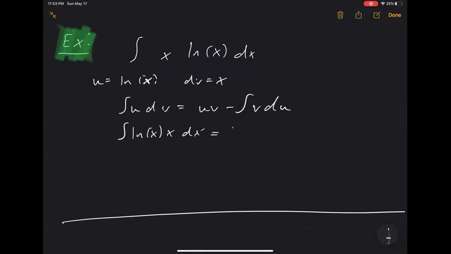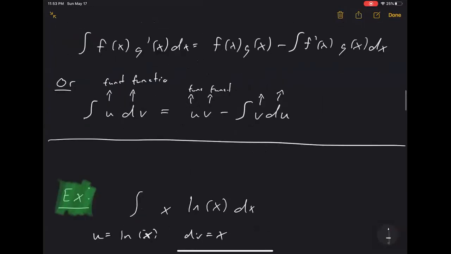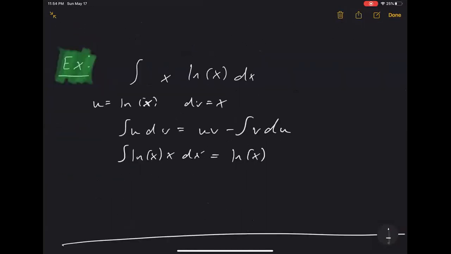What should be on the other side of my equal sign? Well, the u should stay the same, so my first thing should still be that ln of x. And then instead of dv, I should have v. So what's the antiderivative of x? Well, that'd be x squared over 2, right? That's going to be my v. So I got my u, I got my v. Now I need to subtract the integral of v du.